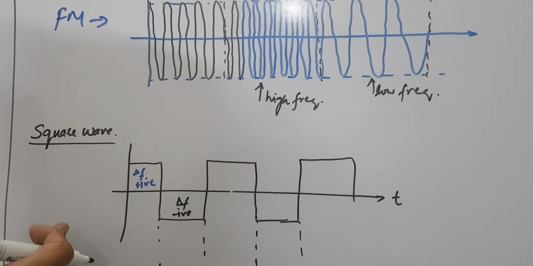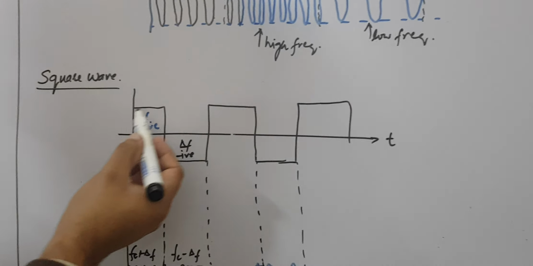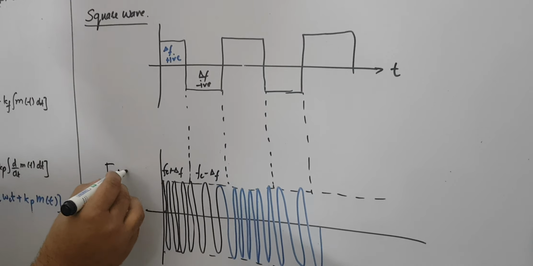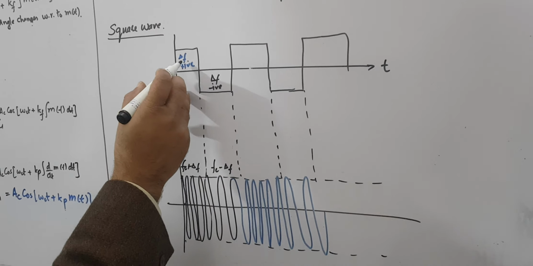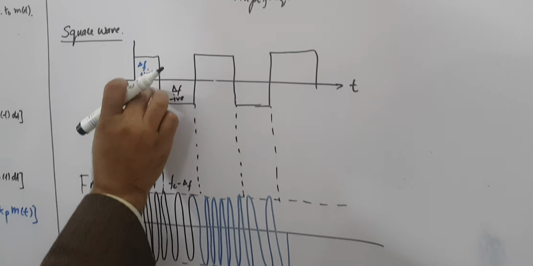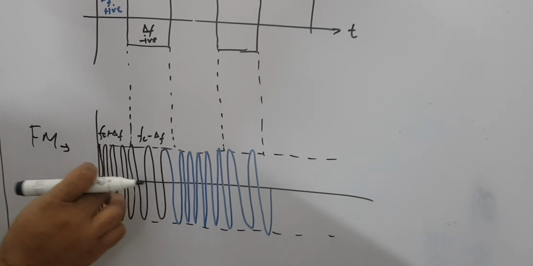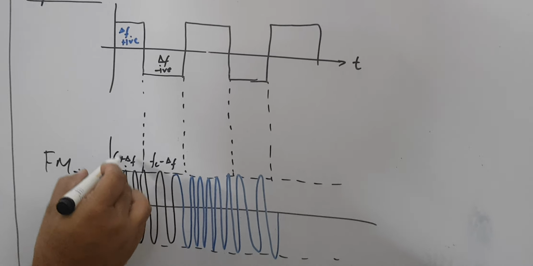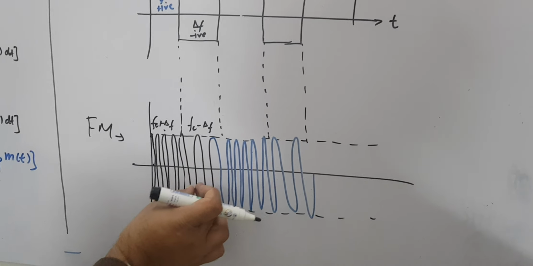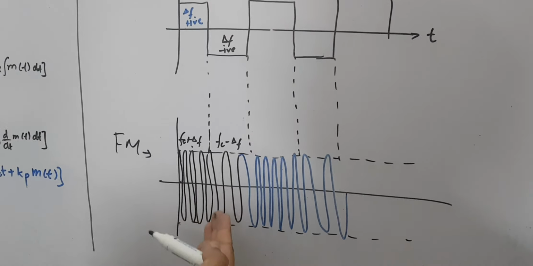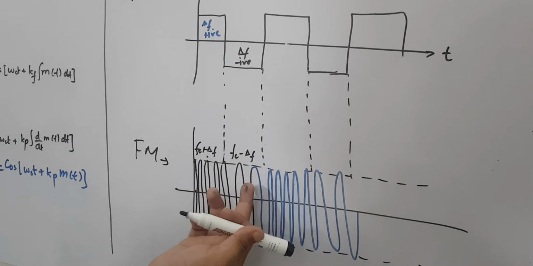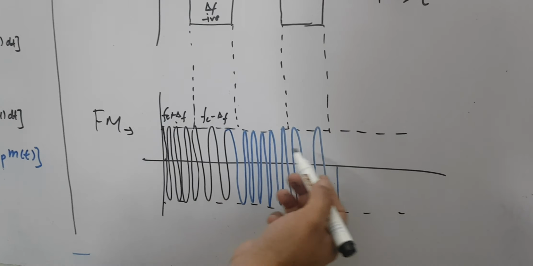Suppose we have a square wave, something like this, and the same carrier signal. What is the FM signal in that case? Here you have a positive frequency deviation. Positive magnitude means positive frequency deviation, which means you are increasing the frequency like this: Fc plus delta F. If the amplitude is negative, it means negative deviation, so you can see that the signal is expanding, which means a low frequency. So Fc plus delta F, and then in that case Fc minus delta F, and so on.